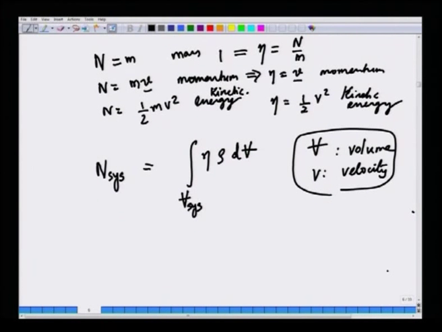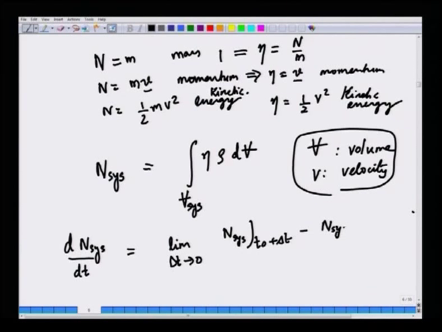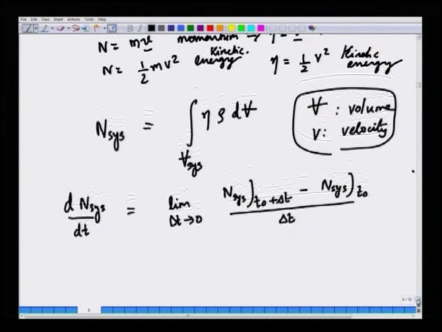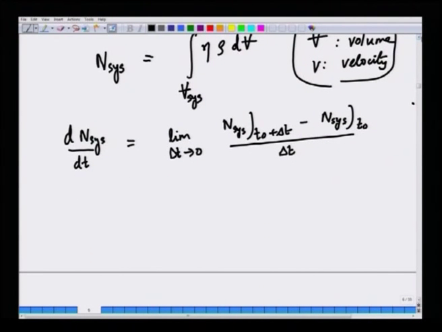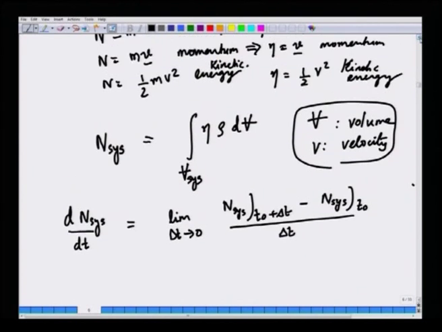Now this is the total amount of, let us say, mass, momentum or energy that is present in the system. What we are interested in obtaining is the rate of change of the total amount of a quantity such as mass, momentum or energy present in the system. It is nothing but, by fundamental definition, the limit delta t going to 0 of N system at time t0 plus delta t minus N system at time t0, divided by delta t. Now, we have to take help of the figure. Let me just do that.